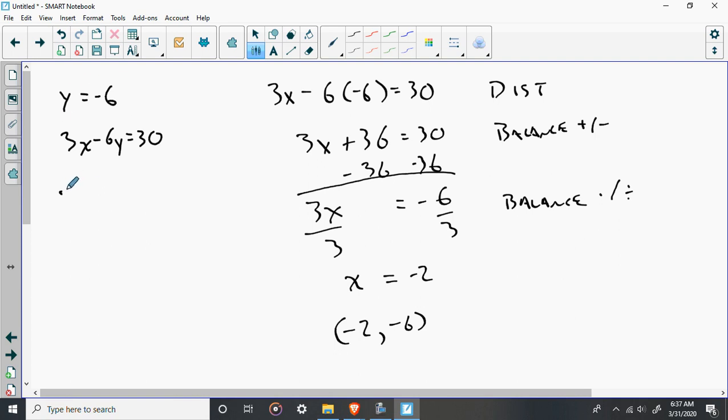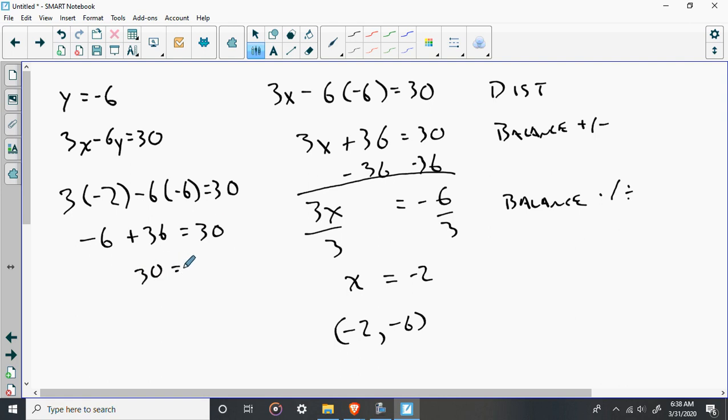So let's check because I made a lot of mistakes this morning. Okay, let's plug in -2 and -6. We can only plug it into the second one. Well, 3 times -2 is going to be -6. 6 times 6 is going to be positive 36 because they're both negative. And thank God we got one right. I got one right all the way through.